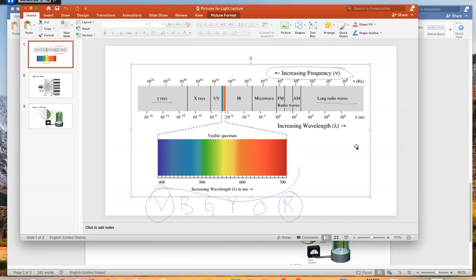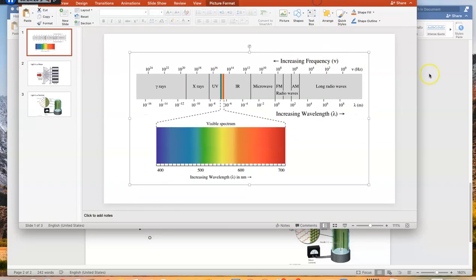Okay? So a question might be, who has more energy? Green light or orange light? Green. Very good, because green is closer to violet. All right, excellent.